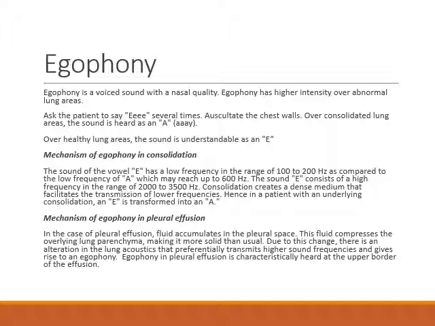But what is the mechanism? The vowel E has a low frequency in the range of 100 to 200 Hertz, as compared to the low frequency of A, which may reach up to 600 Hertz. The E also consists of high frequency from 2000 to 3500. So consolidation creates a dense media that facilitates the transmission of the lower frequencies. So in a patient with underlying consolidation, the E is transformed into A.